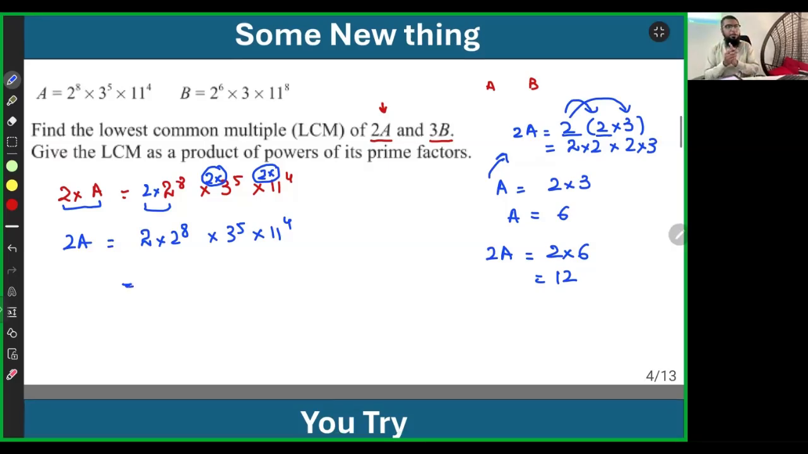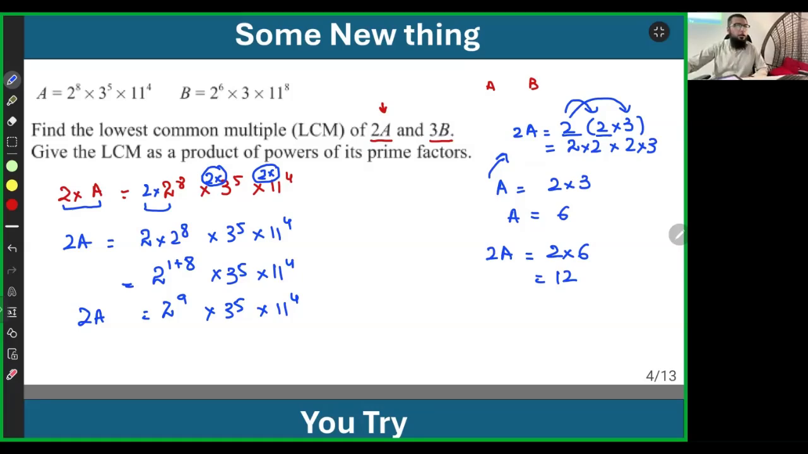If you're having same base and they are multiplying, the power gets added. यही बात होता है ना? You just need to write 2 once and 1 plus 8, then 3 raised to the power 5 times 11 raised to the power 4. So 2 raised to the power 9 times 3 raised to the power 5 times 11 raised to the power 4. Got it? So this basically equals 2a. You need to understand this thing.